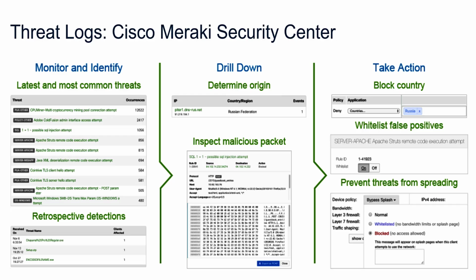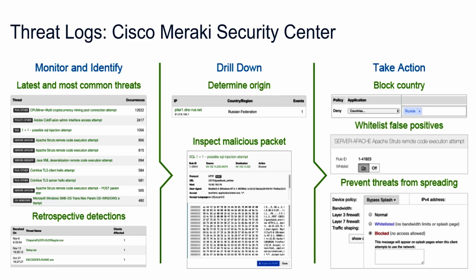Now, if we look at phase one, which is basically to monitor and identify, right? Phase one on the left, phase two in the middle, phase three on the right. On the left, we're talking about our visibility layer. We're looking at the latest threats. What are some of the most common attack signatures? We can even do retrospective detections, meaning that something that might not have been triggered as a true alert back then might now change its perspective.